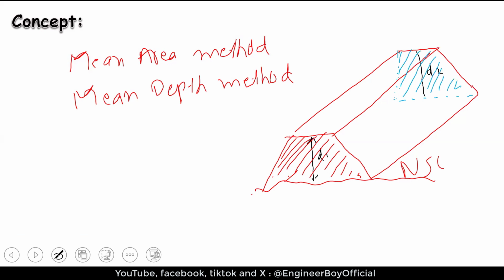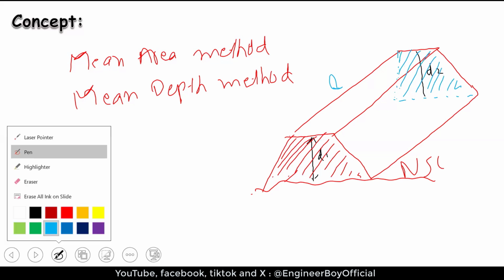Now, if these areas were the same, it would be very straightforward. Then you just multiply the area with the length to get the quantity of earthwork, and we have done this many times before. We are discussing these two methods, mean area and mean depth, because we have different dimensions at both ends of the same embankment.